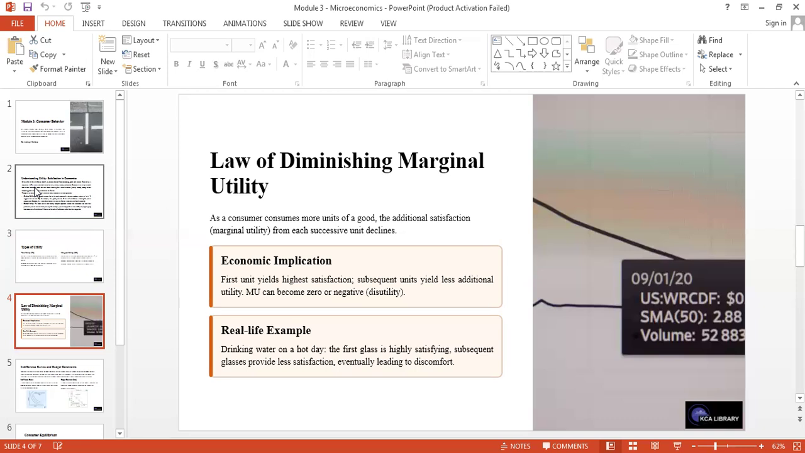So each additional one results in a decline in satisfaction. Marginal utility can become zero or negative at this point. Using a real life example, just like I have said, drinking water on a hot day, the first glass is highly satisfying, and subsequent glasses provide less satisfaction, eventually leading to discomfort. If you take even more, it leads to discomfort. So this is the law of diminishing marginal utility.